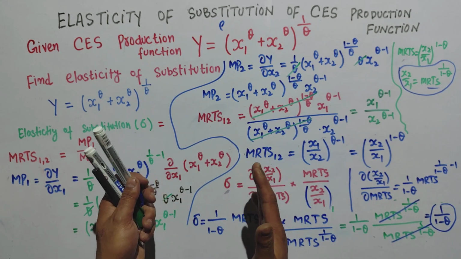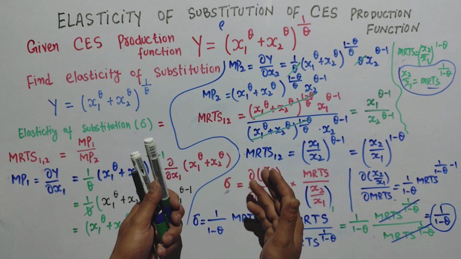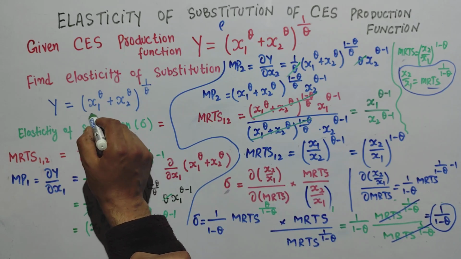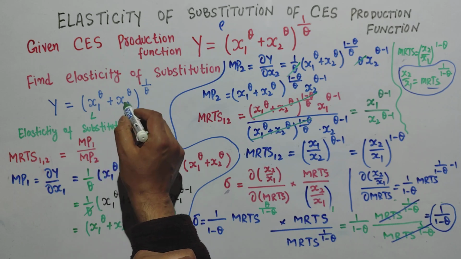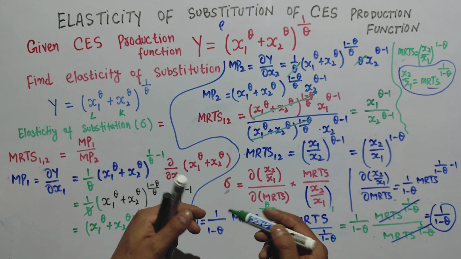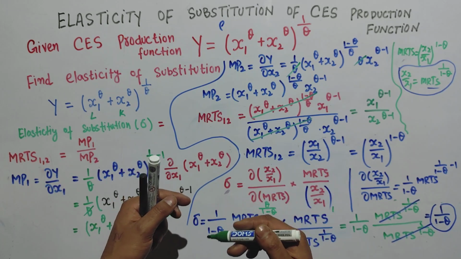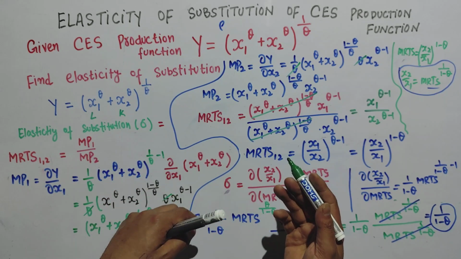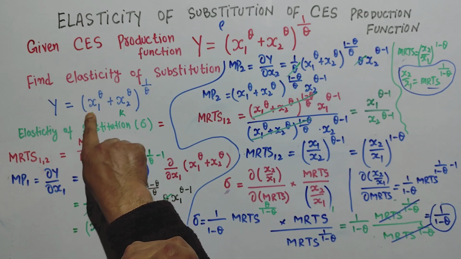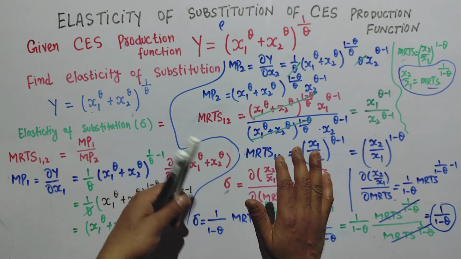Elasticity of substitution measures how the input ratio changes relative to the change in the marginal rate of technical substitution. So in simple terms, if in place of x1 and x2 we have L and K, then the elasticity of substitution would measure the capital-labor ratio relative to the change in the marginal rate of technical substitution between capital and labor. Since we have x1 and x2 here, we will confine our discussion to x1 and x2.